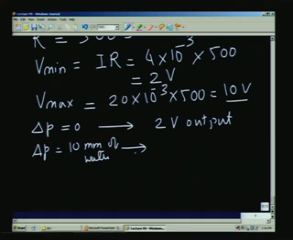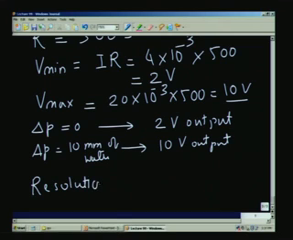In this particular case will correspond to 10 volt output. So, it is a very interesting example. Now, I can convert, in other words, the voltage output into a resolution value. What is resolution? So, let us look at that.